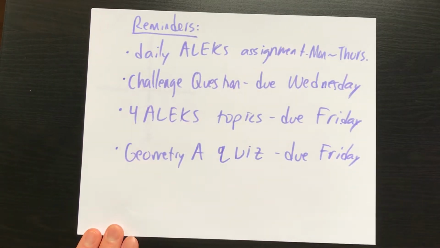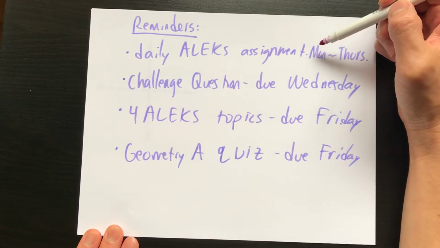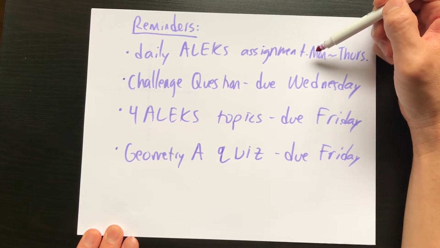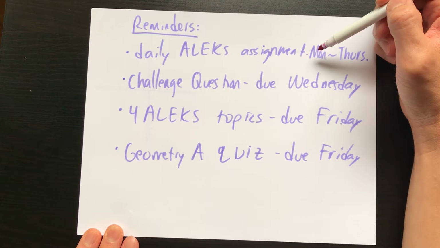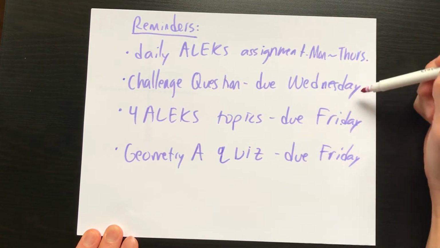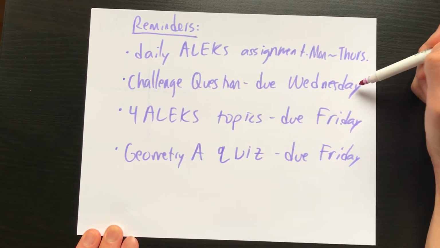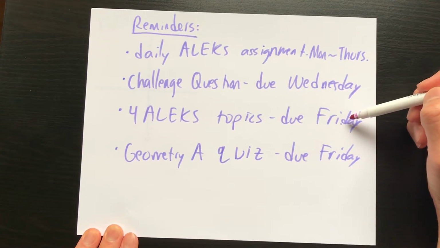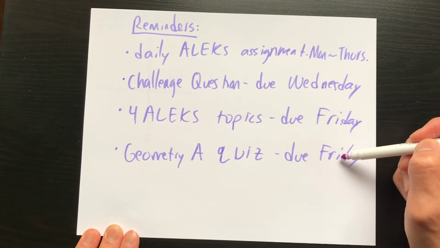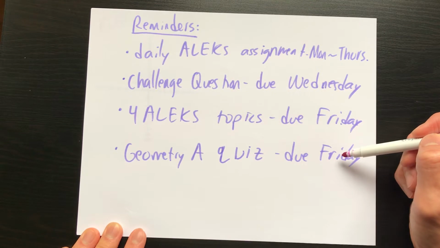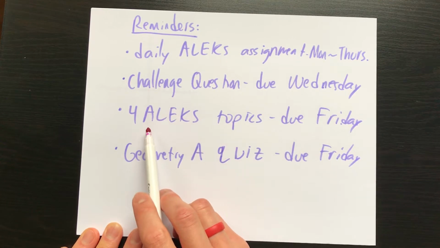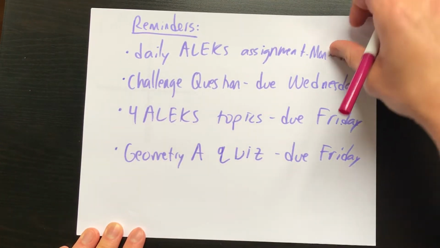Okay, so another big week. Remember, we have Alex assignments. They're just 5 questions each and should not take you that long. Today's might take a little longer because there's a bit more math involved in this week's lesson. You have one Monday through Thursday, all due by 3 p.m. You have a challenge question due by 3 p.m. on Wednesday. It's on Google Classroom. There are 4 Alex topics due by Friday at 3 p.m., and then the Geometry A quiz on Friday by 3 p.m. So make sure you get going on this. Please don't wait till Thursday or Friday to do the 4 Alex topics. Do one every day, Monday through Thursday, and then you'll be ready for your quiz on Friday.